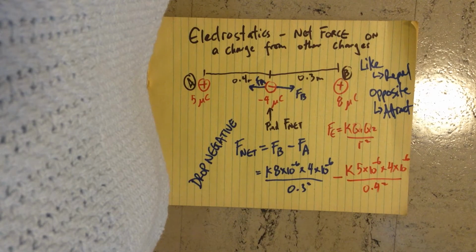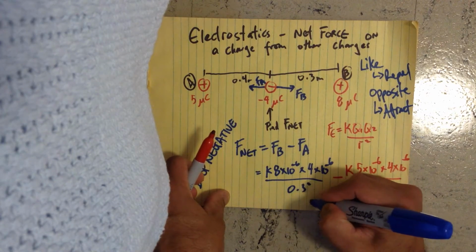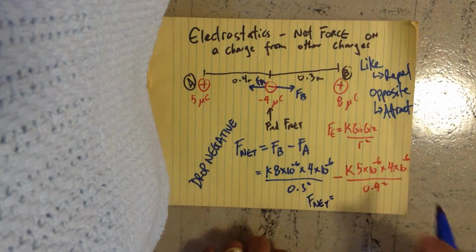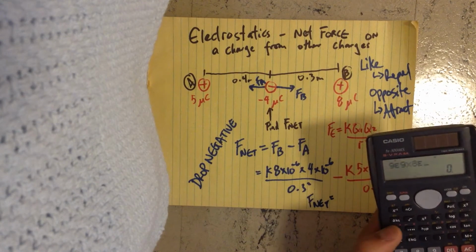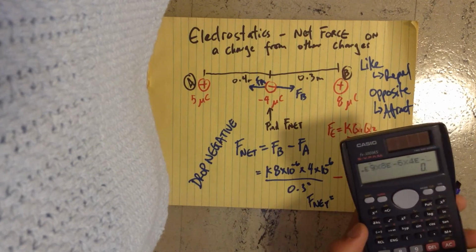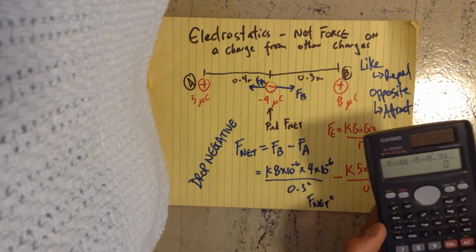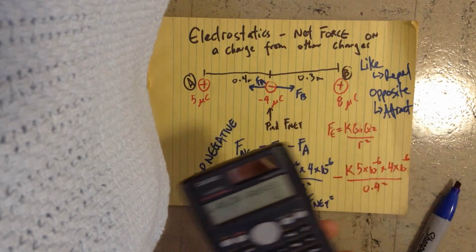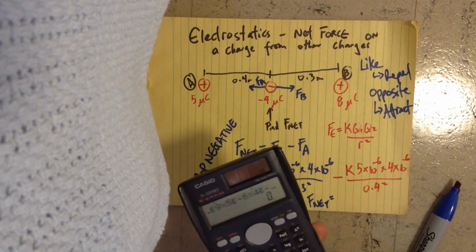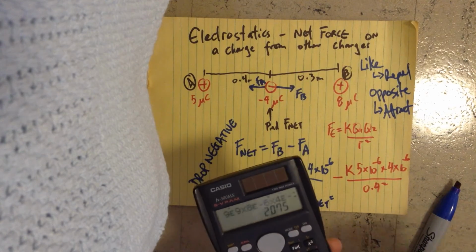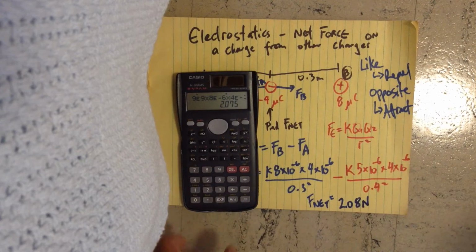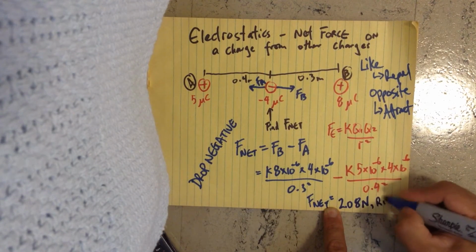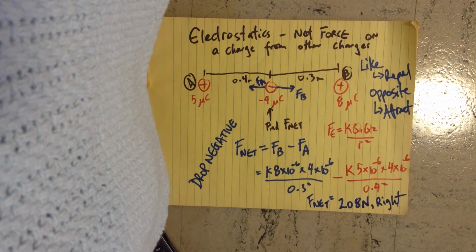So you can punch that all up into your calculator to get a number. So we punch that in, we get 9 exponent 9 for K times 8 exponent negative 6 times 4 exponent negative 6 divided by 0.3 squared minus K times 5 exponent negative 6 times 4 exponent negative 6 divided by 0.4 squared, and you end up getting 2.08 newtons if I punch that in right. I think I did. And in this case it would be to the right, because to start off we put to the right as our positive direction and determined the net force on this as right minus left.